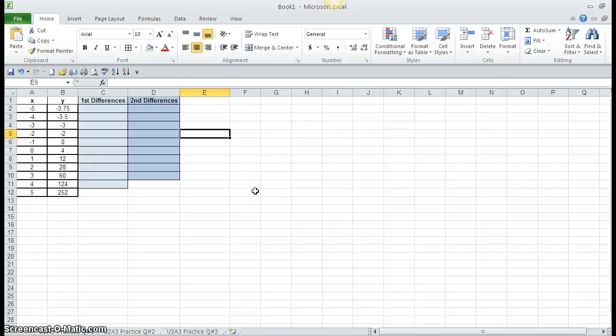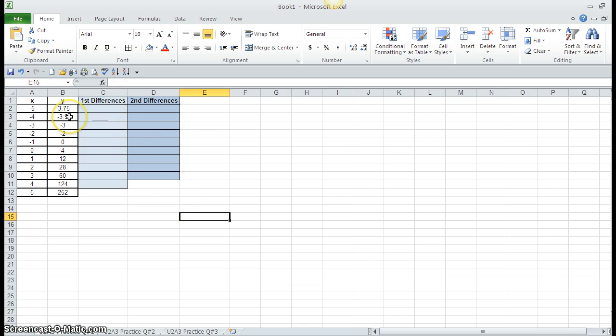Here we have the table of values from question number 1. The only difference in the y values here, you see that it's been input as negative 15 quarters, but Excel writes it as a decimal. Same thing here, negative 7 halves. So we want to calculate the first differences.